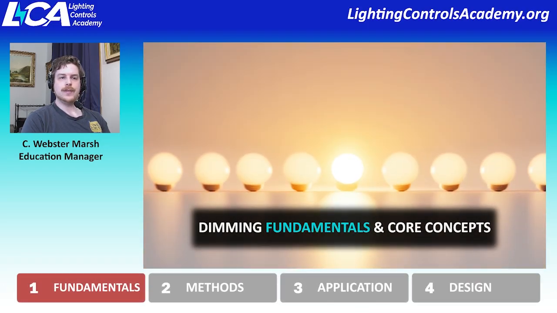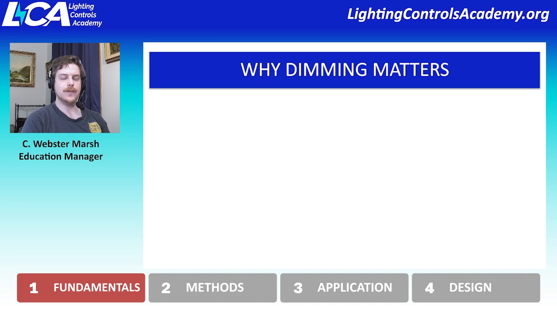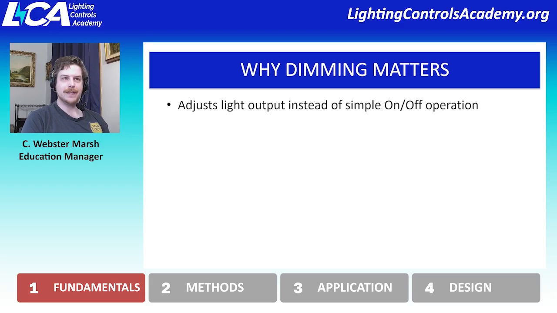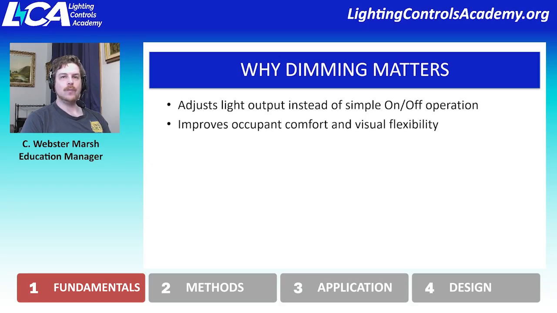So let's talk about the fundamentals and core concepts. First, we want to ask ourselves why dimming matters. Well, the first obvious thing is that we want an adjustable output instead of on-off operation. We want that because it improves the comfort and visual flexibility of a space, and so we really do see an improvement over the quality of the illumination in the space when we are not just switching it on and off but also dimming it.